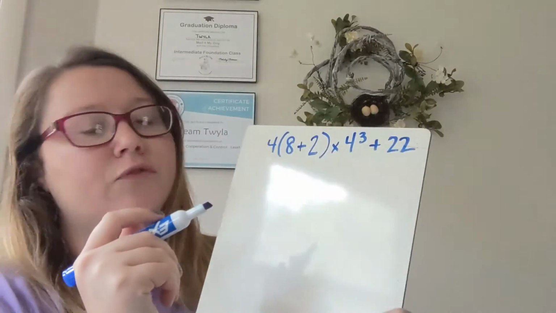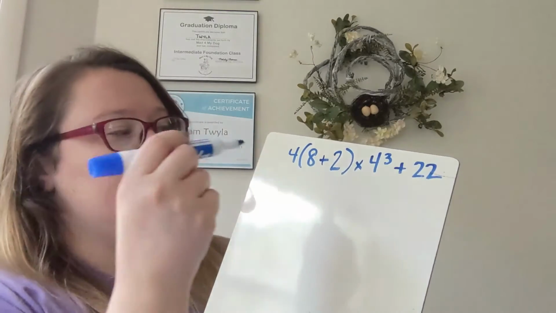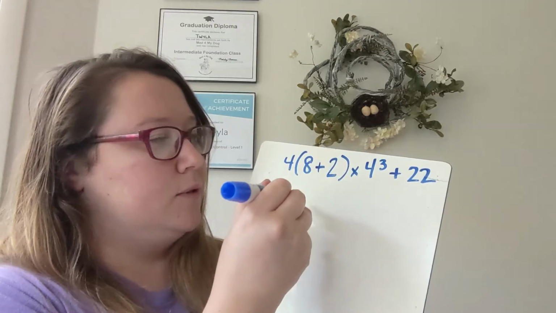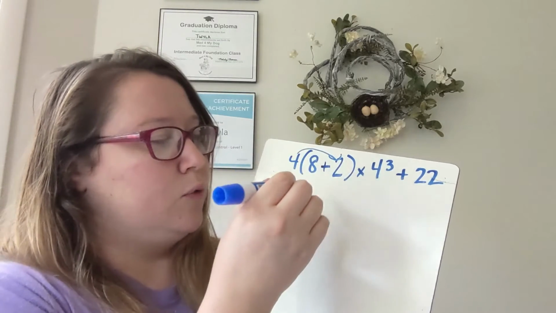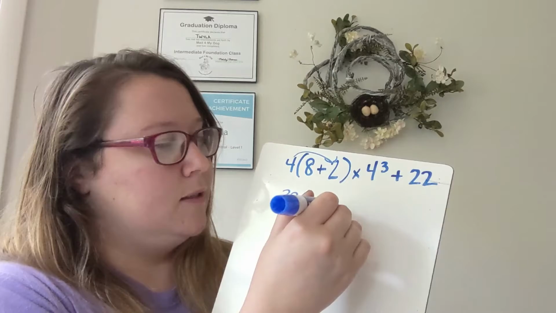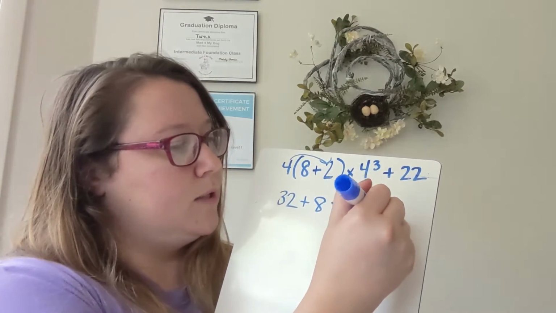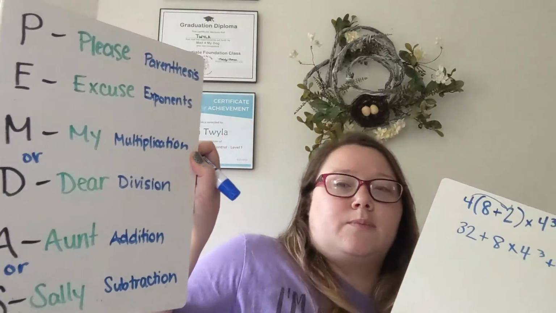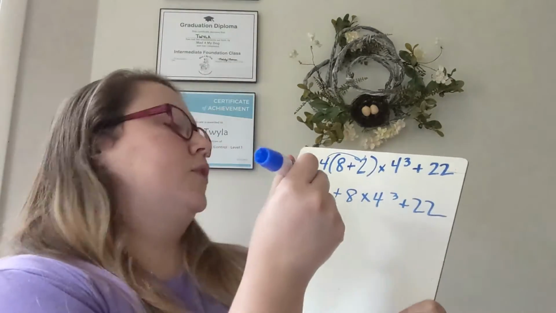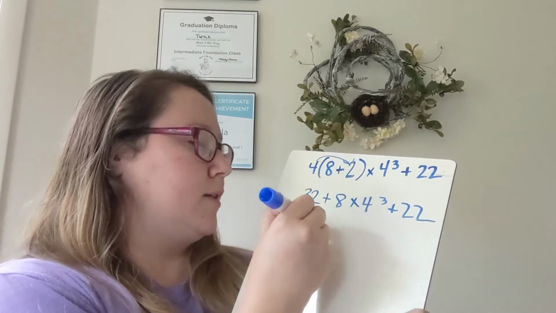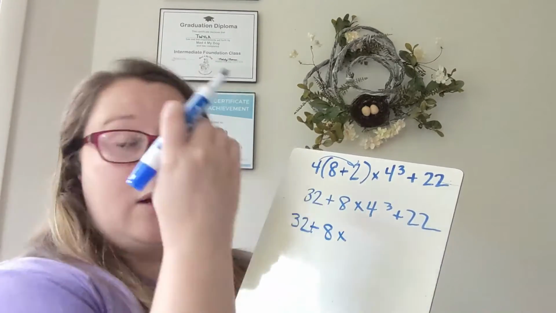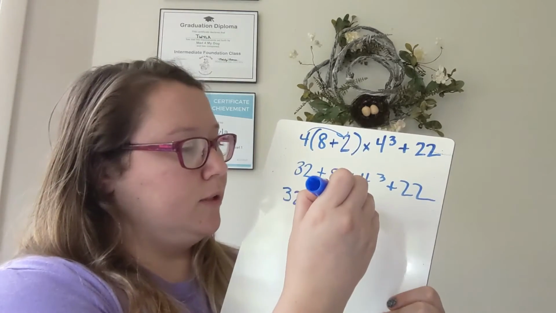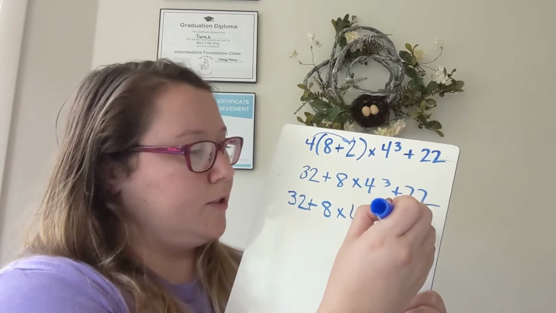All right, welcome back. So the first thing that we have to do is the parentheses. So let's go ahead and take care of this. So 4 times 8 is 32, plus the 4 times the 2, which is 8, times 4 cubed plus 22. All right, the next thing I need to do is my exponents. Moving right along, we've still got 32 plus 8. Whoop, got to take care of my exponents here. Well, 4 times 4 is 16, and 16 times 4 is 64. And then I'm going to add my 22 here.